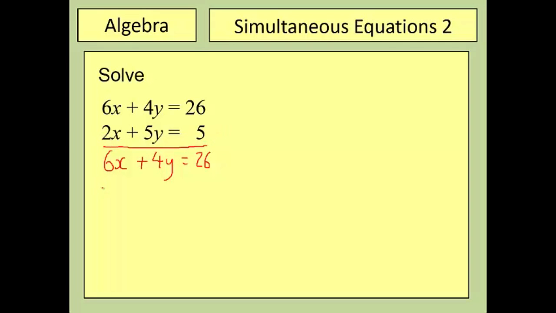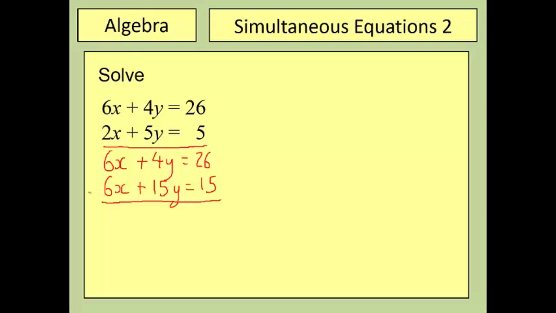So 2x times 3, that's 6x. 5y times 3, that's 15y. And then finally, 5 times 3 is 15. And there's a very common mistake here. A lot of people forget to multiply this number here, 5, by 3 to get 15. Some people just put a 5 on the end. So what we've done is we've turned this equation into one that we can actually solve because the 6 is the same for both the x's. So we carry on as normal.